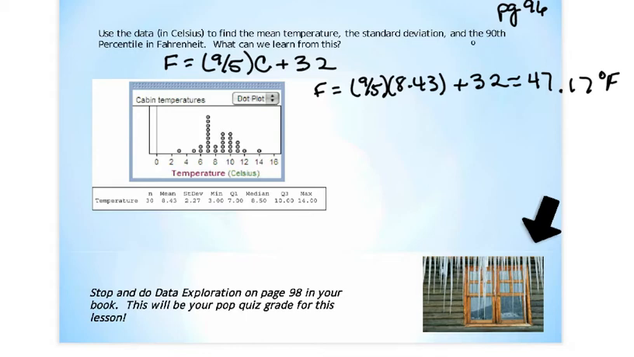And if you read the whole problem, basically what's happening is you have a cabin that has to stay above freezing, because you need to keep the pipes from freezing. So they have a Celsius thermometer, which is actually the thermostat, and then she has a digital thermometer that is in Fahrenheit. So we need to figure out how close these are. So if you look at this, the mean in Celsius was 8.43, and that's supposed to be keeping it around 50 degrees. But we notice that the average temperature is 47.17, which means that something is not working well.